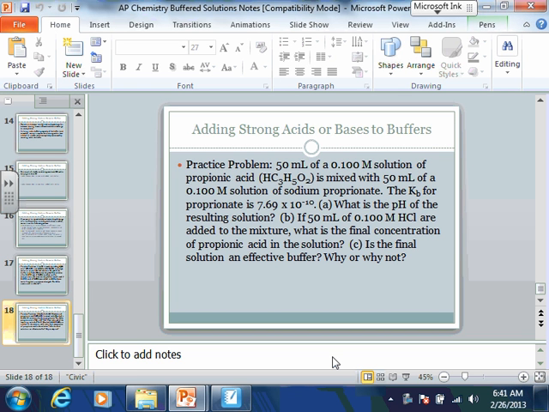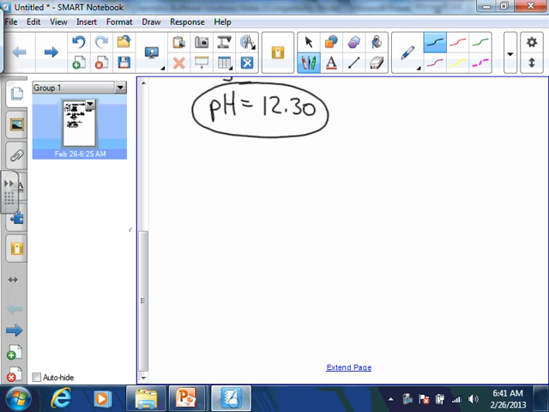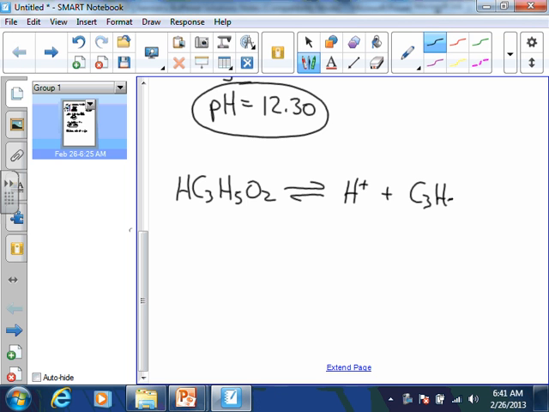So we don't really have to worry too much about calculations. You don't have to do an M1V1 equals M2V2 on that one, because it's fairly straightforward. We might have to in a minute with the HCl. So HC3H5O2. When that weak acid reacts with water, it's going to make H plus and C3H5O2 minus.